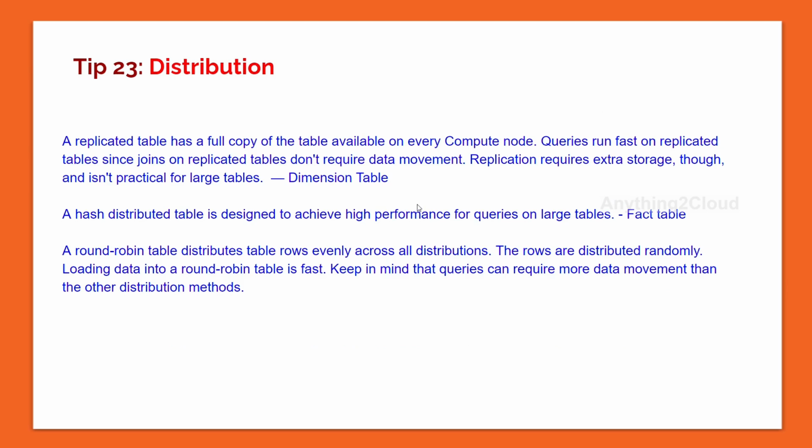The next step is on distribution. There are three types of distributions. One is replicated, the next one is hash distributed, and the third one is round robin. A replicated table has a full copy of the table available on every compute node.